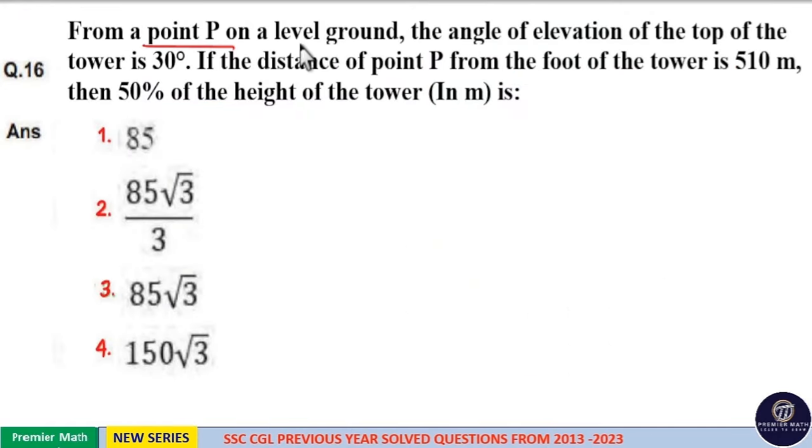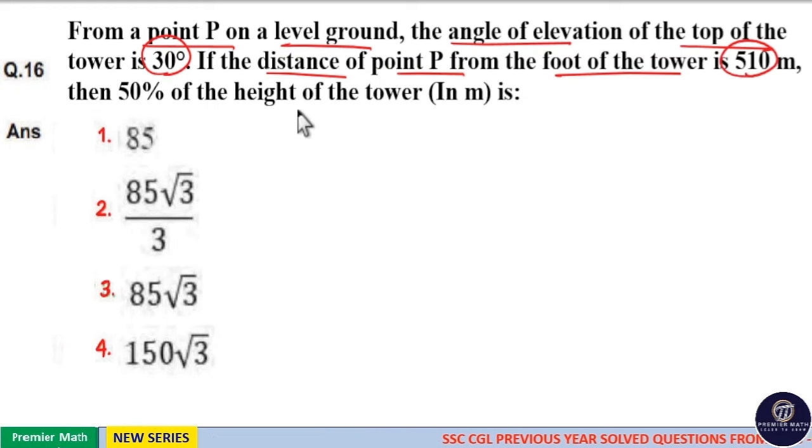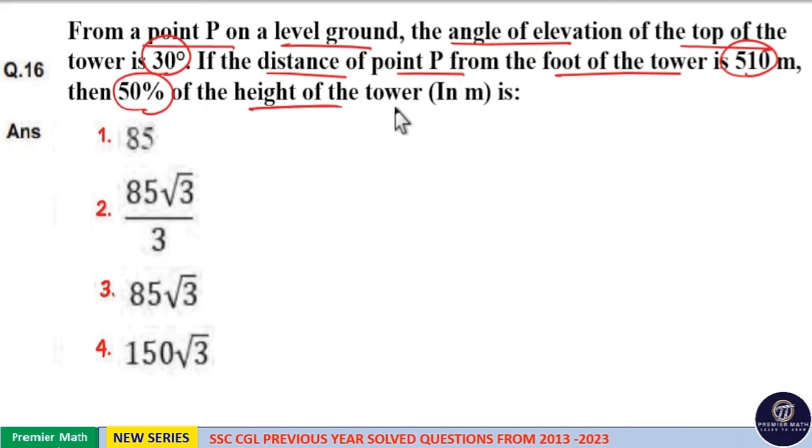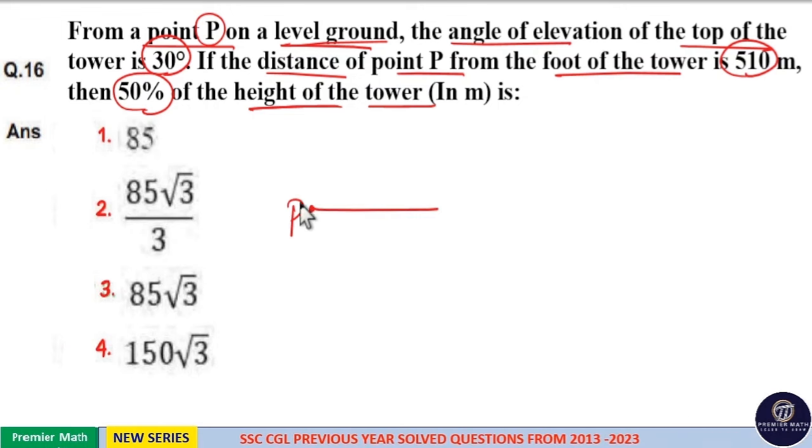From a point P on a level ground, the angle of elevation of top of the tower is 30 degree. If the distance of point P from the foot of the tower is 510 meter, then 50% of the height of the tower is. Here, this point P is on a level ground. And from point P to the top of the tower, angle of elevation is 30 degree.